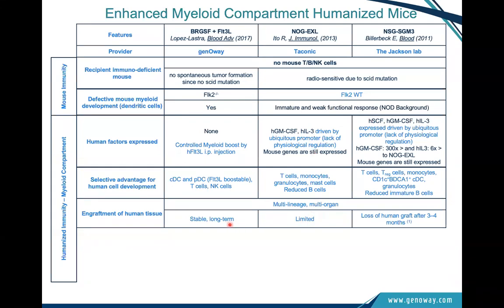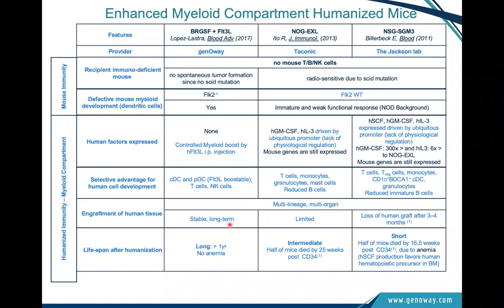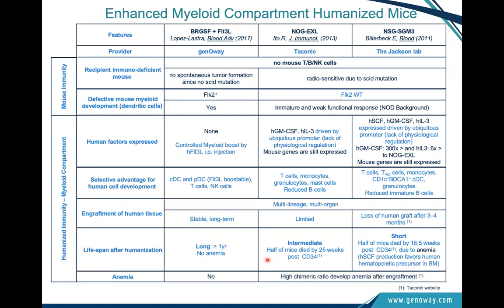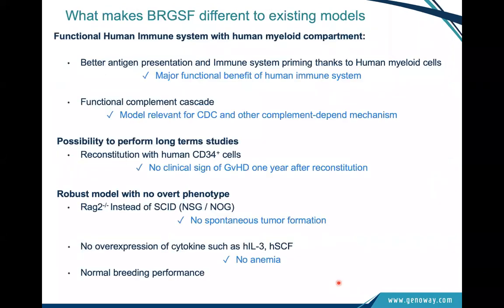In our case, we can keep those mice up to a year, and I showed you data with human T cells in those mice a year after engraftment. These mice do develop anemia, and that anemia development is linked to this overexpression that you're seeing, whereas here we have no anemia development. Finally, we have no side effects in those mice when compared to here.